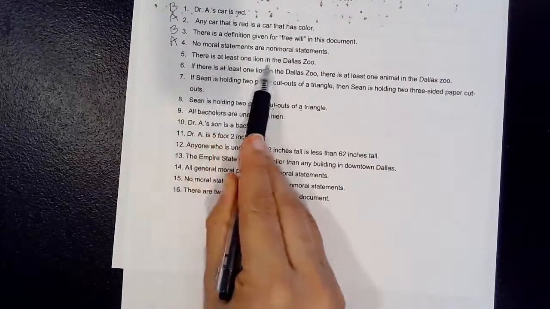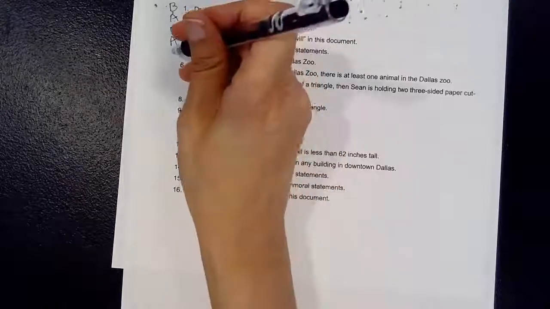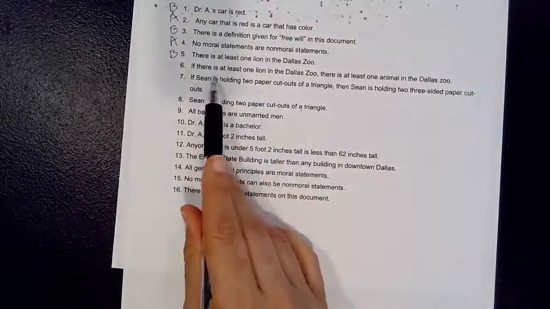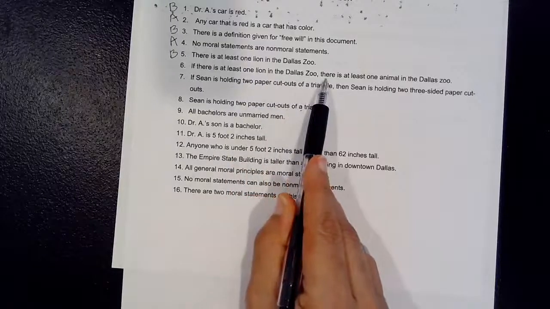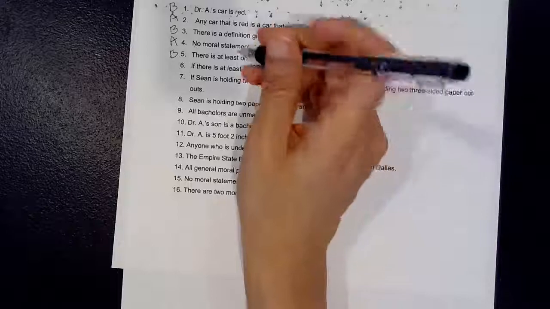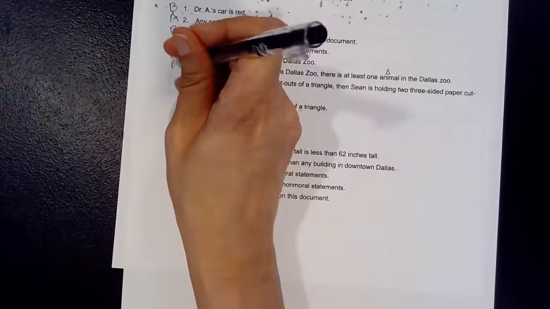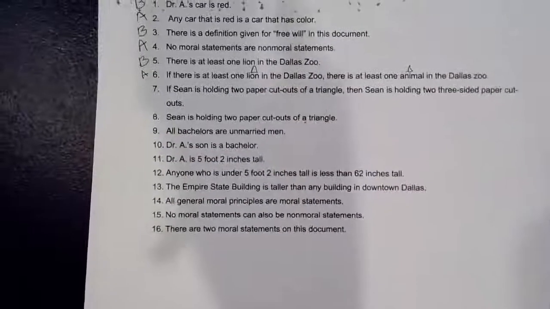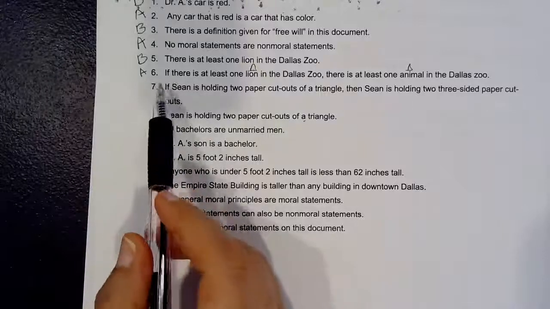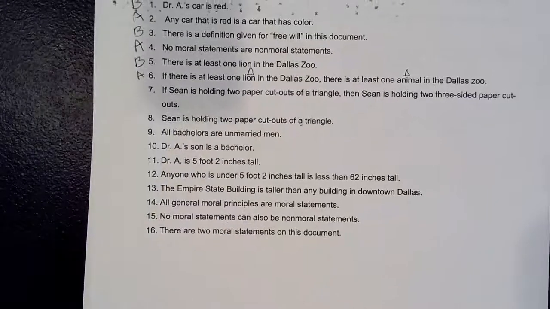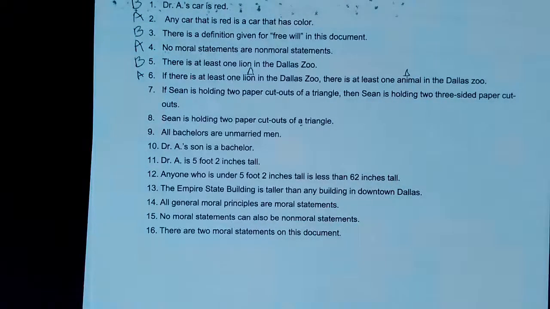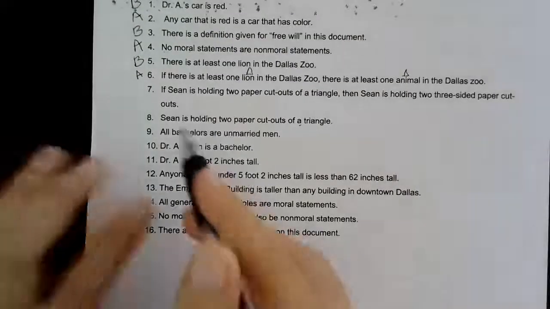There is at least one lion in the Dallas Zoo. The only way to know that is a posteriori. If there is at least one lion in the Dallas Zoo, then there is at least one animal in the zoo. So of course, the words that you're really focusing on are lion and animal, and of course you can know this a priori. Look at how different these claims are, 5 and 6. This might be the best example for some of you. Maybe that helps you to see even better the difference between a priori and a posteriori conceptions of knowledge and how we decide something is certainly true.